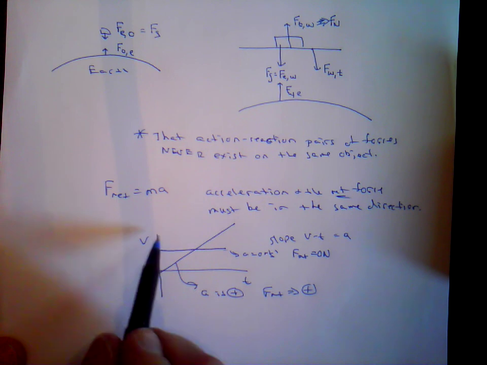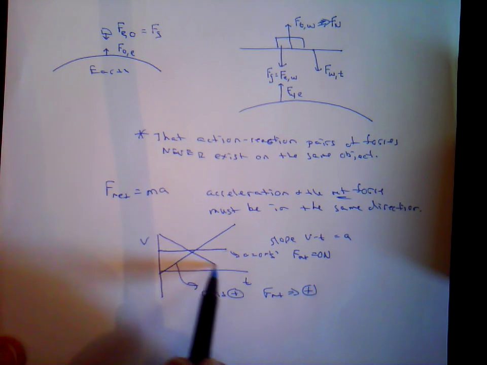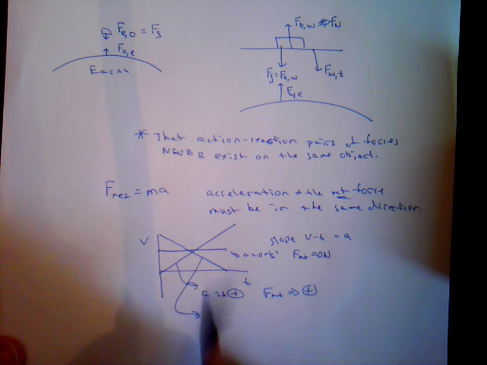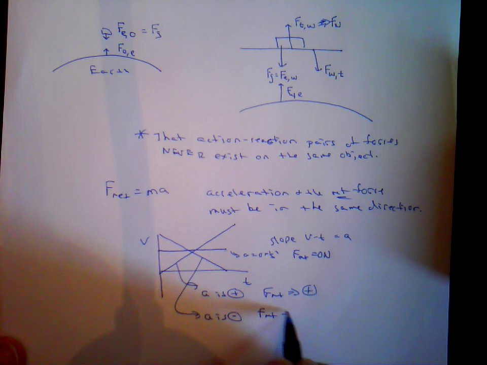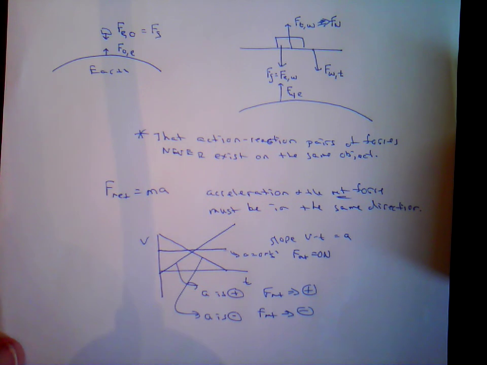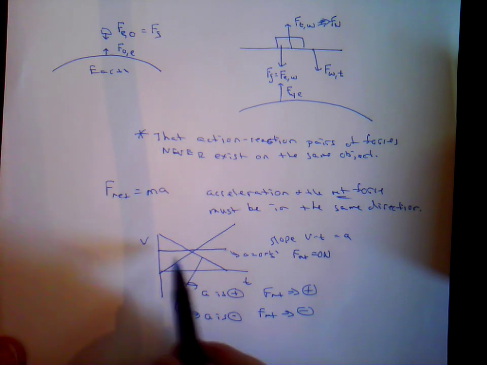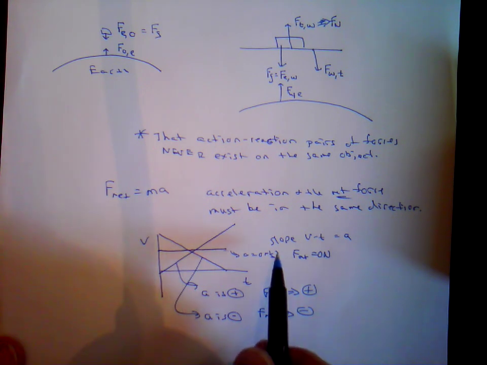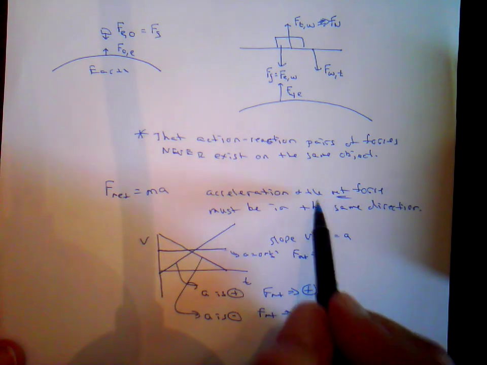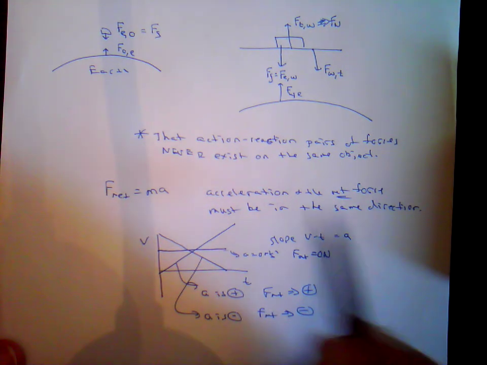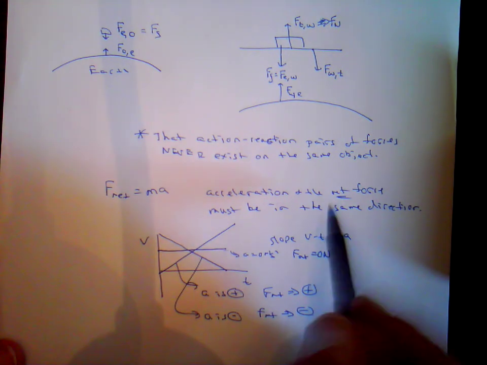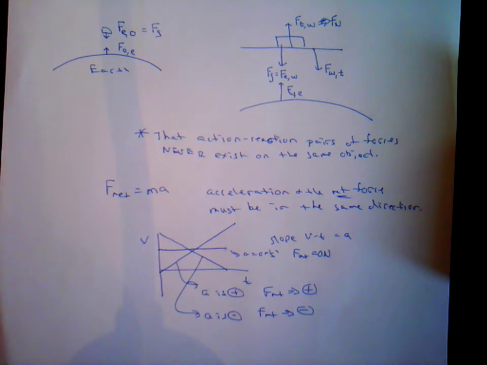Now if we have a line like this, this slope is negative, which means the acceleration is negative, which means the net force must be in the negative direction. Remember, the slope of a velocity time graph tells us acceleration, and the acceleration is always in the same direction as the net force. Hope this helps you get some better scores on those multiple choice questions.